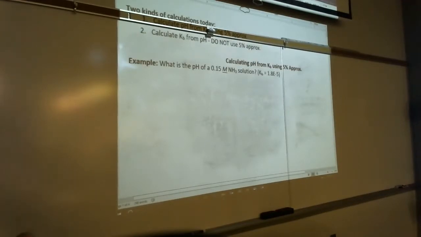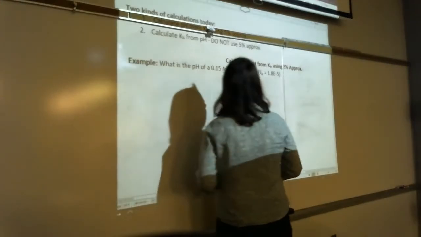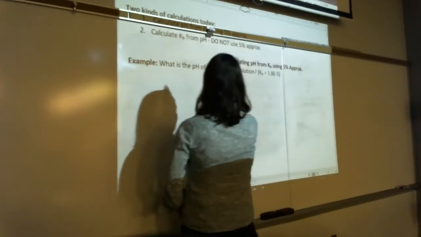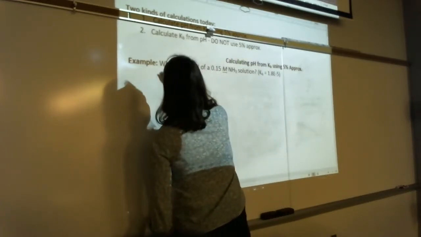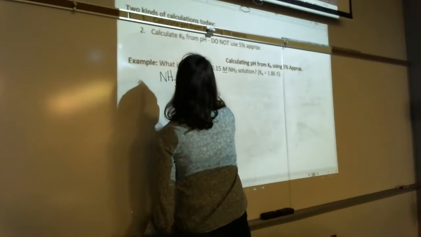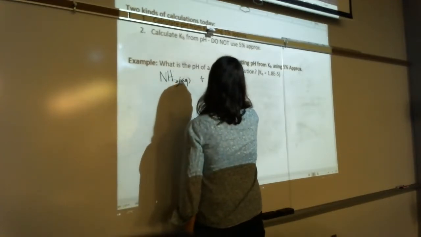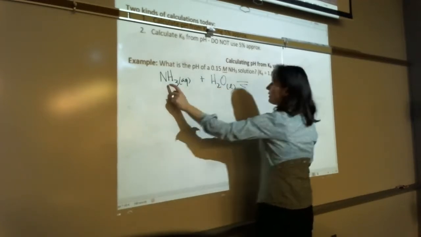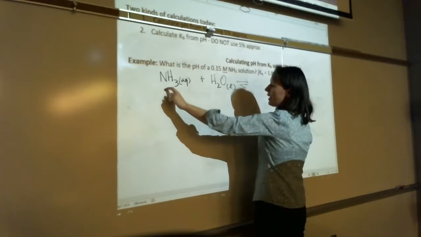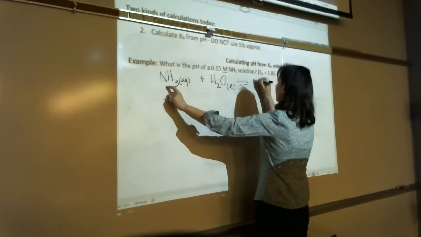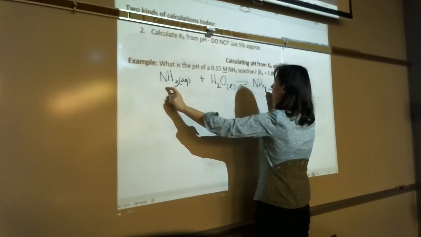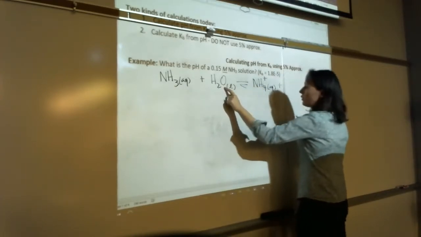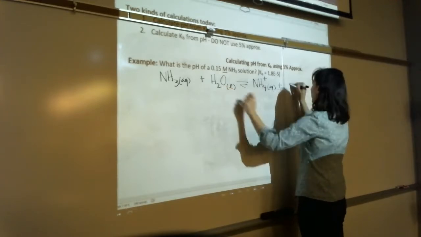So problem number 1, what is the pH of a 0.15 molar NH3 solution? What is NH3? What's the name of that? Ammonia, right. So NH3, that's our B. So when we react that with water, what's this going to become? This donates an H+, so what does it become? NH4+, right, ammonium ion. And what's left of this? OH-.